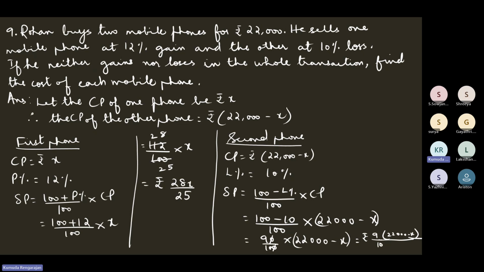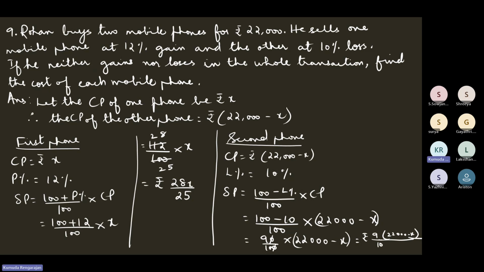See, he is gaining 12% from the first transaction, losing 10% on the second transaction. But overall, no profit, no loss. That means the profit which he makes on selling the first phone is equal to the loss he incurs on selling the second phone. So the money he gets as profit from the first one, he loses the same amount on the second one.